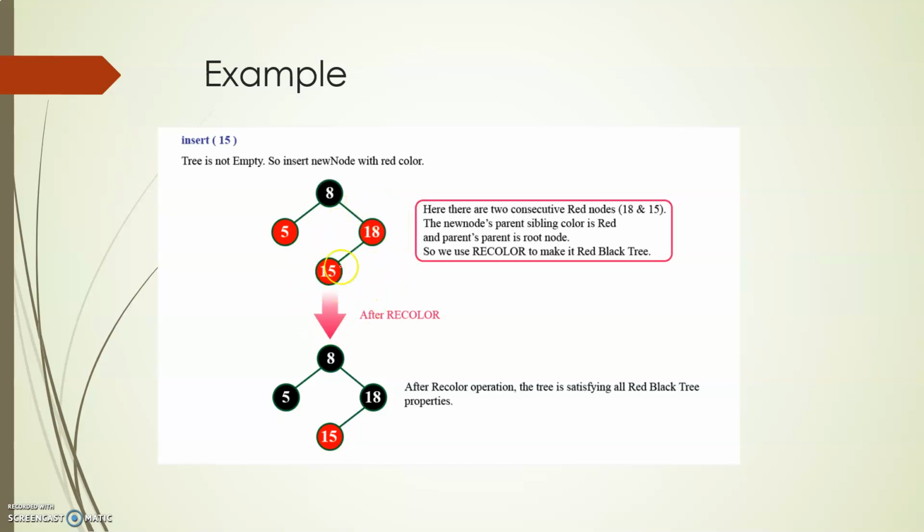So we have to rearrange it in such a way that it satisfies the red-black tree property. If two nodes are consecutive, you have to look at the sibling of that parent node. 15's parent node is 18. 18's sibling is also red in color, so we have to recolor the tree. When you recolor it, 5 and 18 become black and 15 is red. So we have satisfied the red-black tree properties.